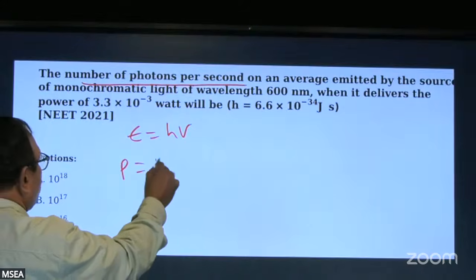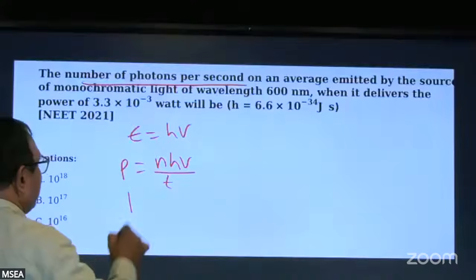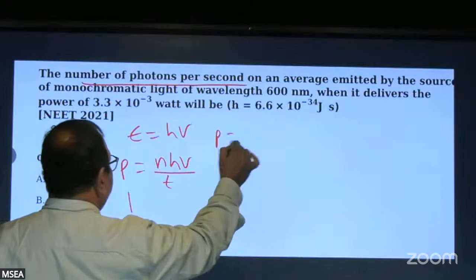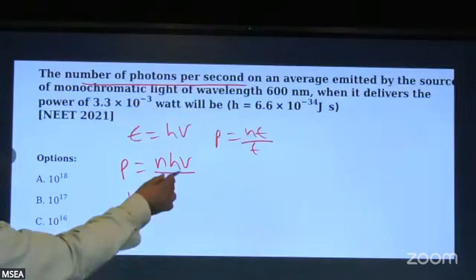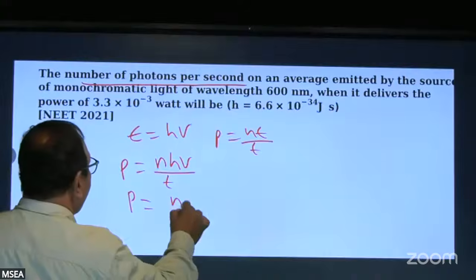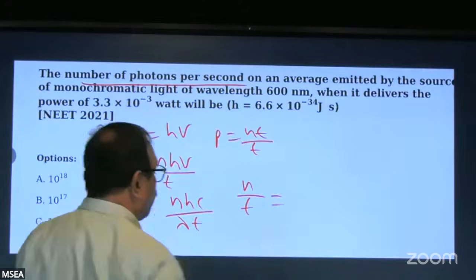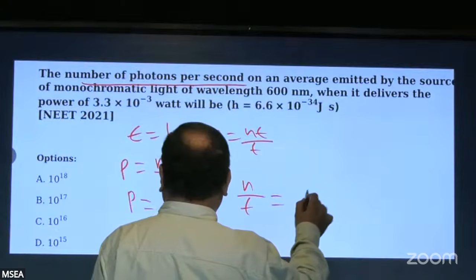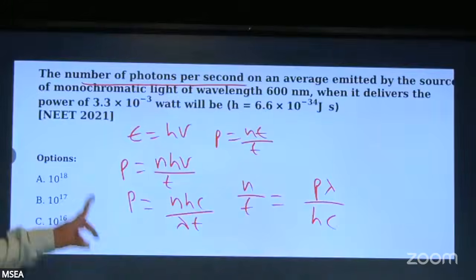Power is equal to N times hν divided by T, that is energy. So P is equal to N into E by T, or E is equal to hν, or P is equal to N into hc by λT. So the rate of photons, or number of photons per second, should be equal to Pλ by hc. Just substitute this to get the rate of photons.